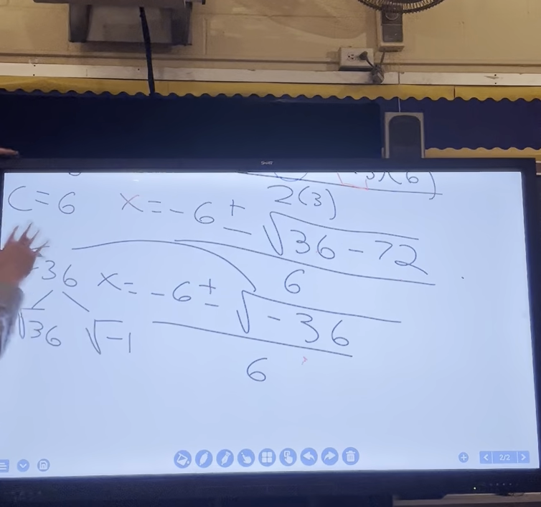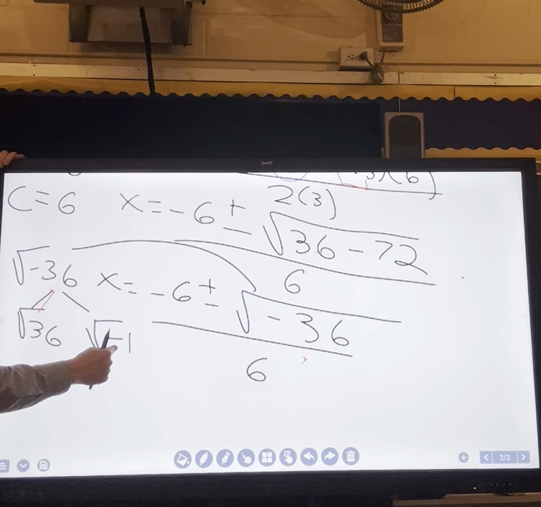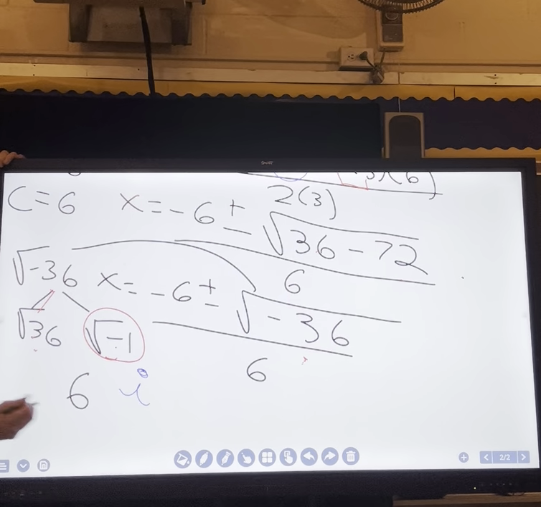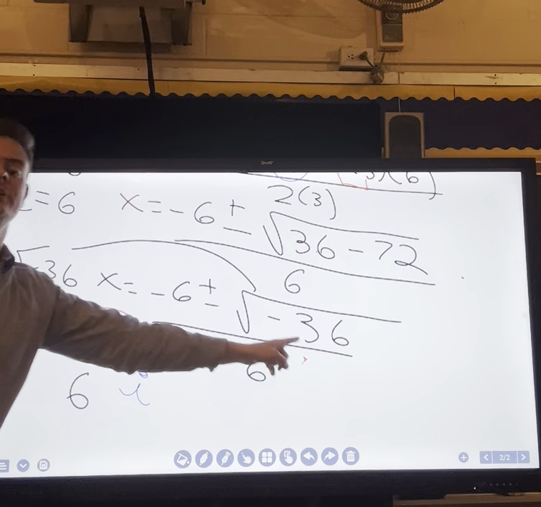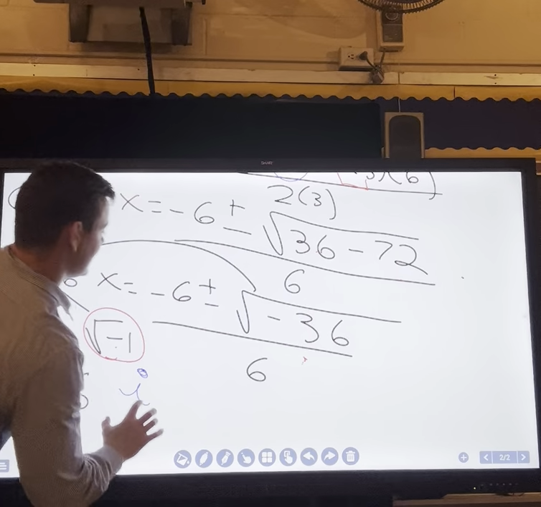But for now, to deal with this negative square root, I split it up to be positive 36 and negative 1. And I call this negative 1 i. And I deal with 36 just the same. What's the square root of 36? That's just 6. So I can replace this square root of negative 36 with 6i.